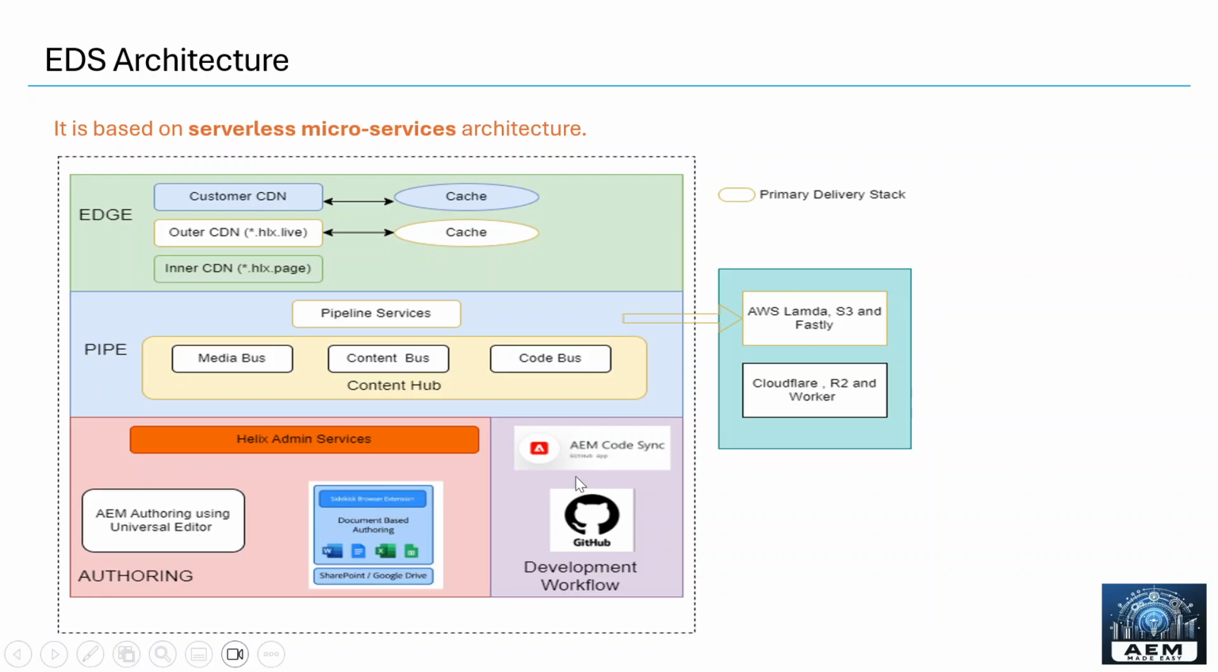Now coming to the authoring stack. The overall authoring is handled through the interplay of three main components. One is this Franklin Sidekick browser extension that you can see inside a little blue box here. This is a Chrome browser extension that allows the author to trigger publishing actions explicitly.